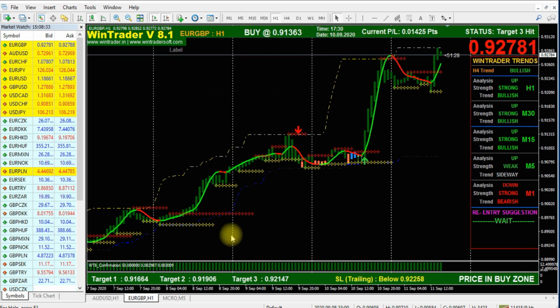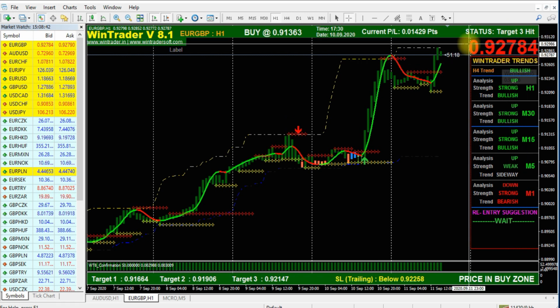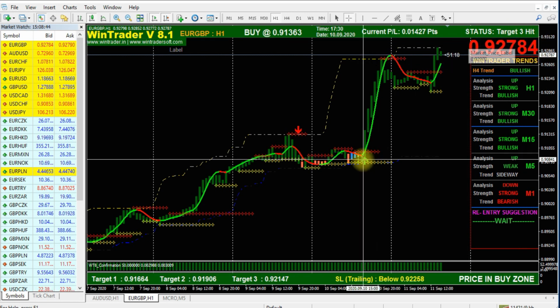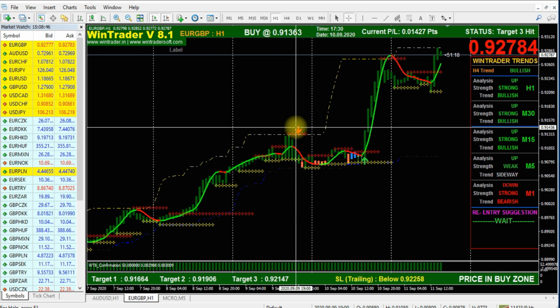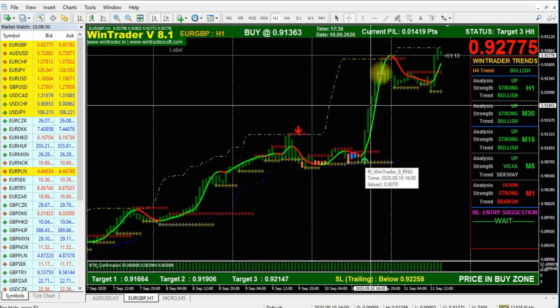Now I open Euro GBP on the 1 hour time frame. You can see the current market price displayed here, 0.9278. That is the current market price. And as I told you, the green up arrow is a buy and the red down arrow is a sell signal. So currently there is a buy signal active here.